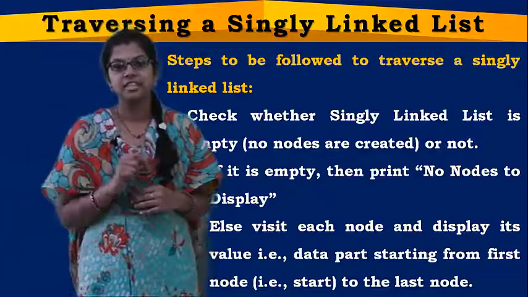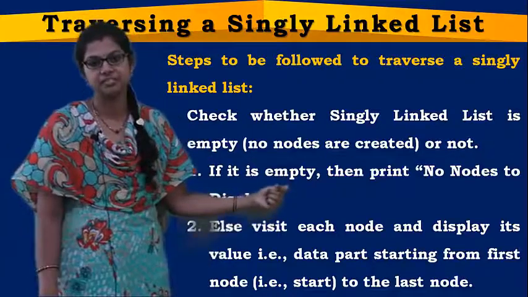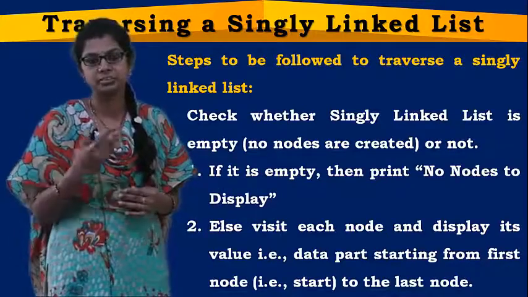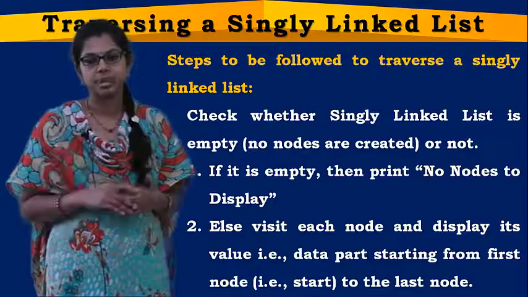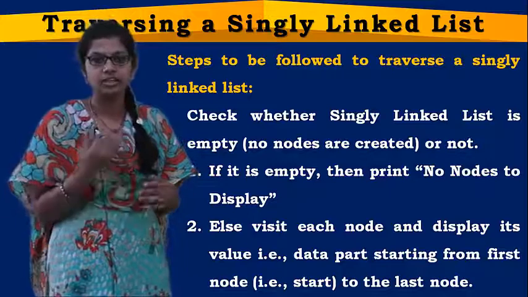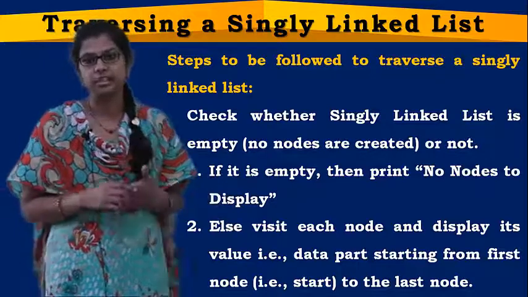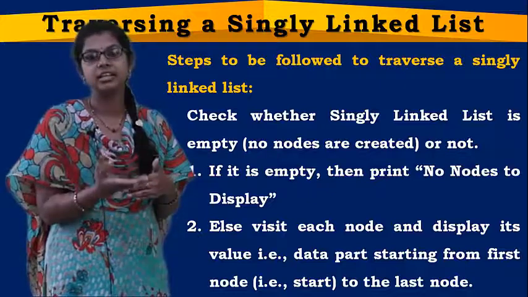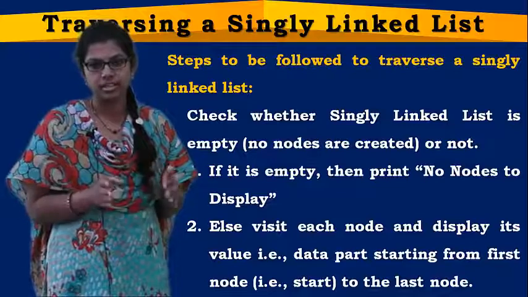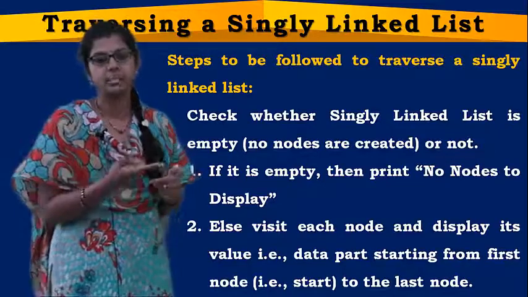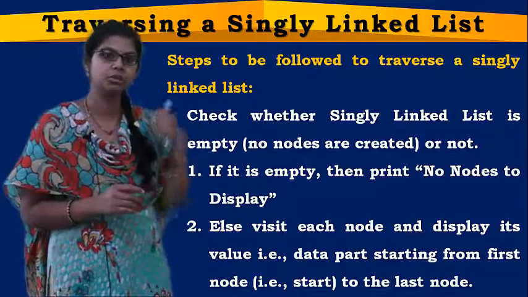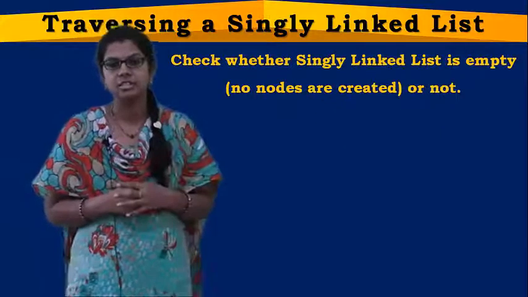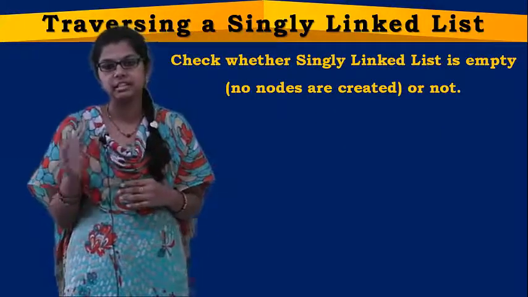If the singly linked list is empty, then you simply print a message that there are no nodes to display. Else, suppose nodes are created, then you have to visit each node and display its data part. This has to be done from the starting node to the end of the linked list, that is, to the last node.